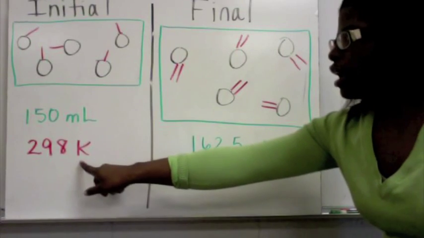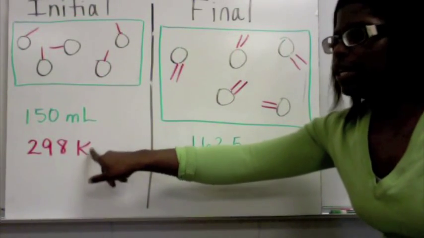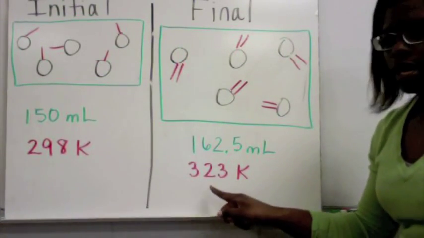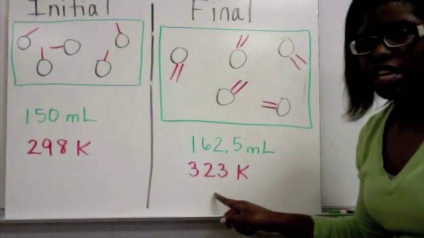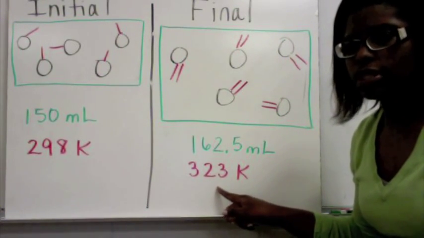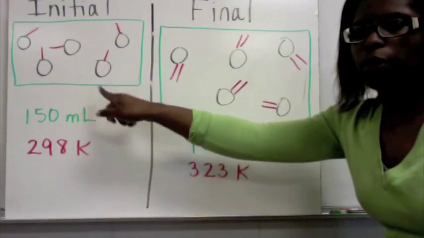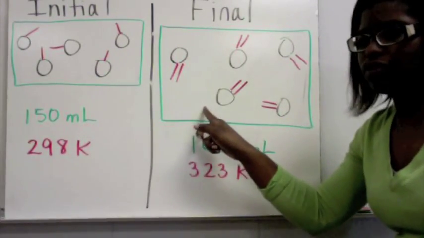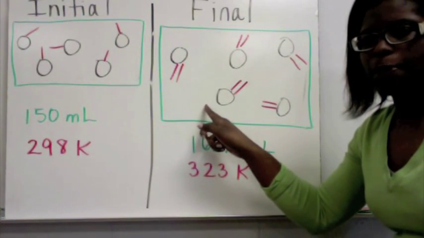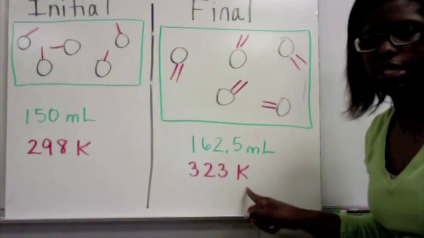So here, now that our temperature was at 298, we need to show in the final diagram that the particles have started to move faster because the temperature has increased. So we're going to increase the amount of whooshies. Here we only have one whooshie for each particle. Here we're going to have two. So our particles have sped up in the final diagram because the temperature has increased.